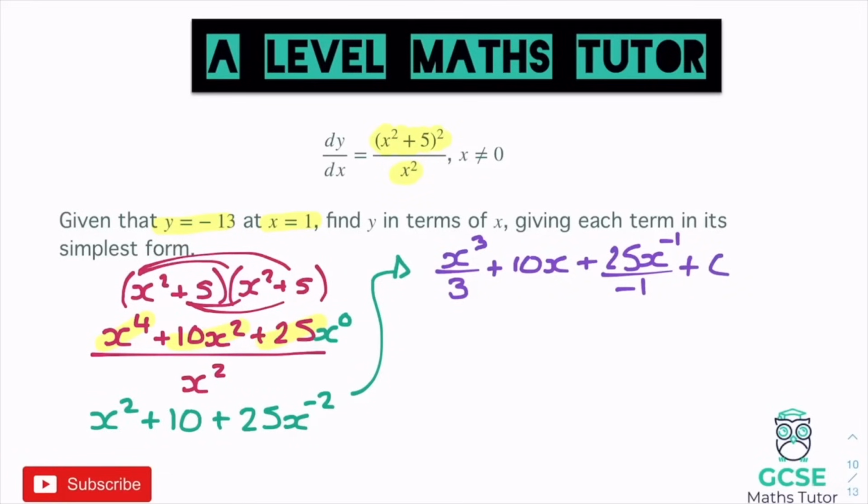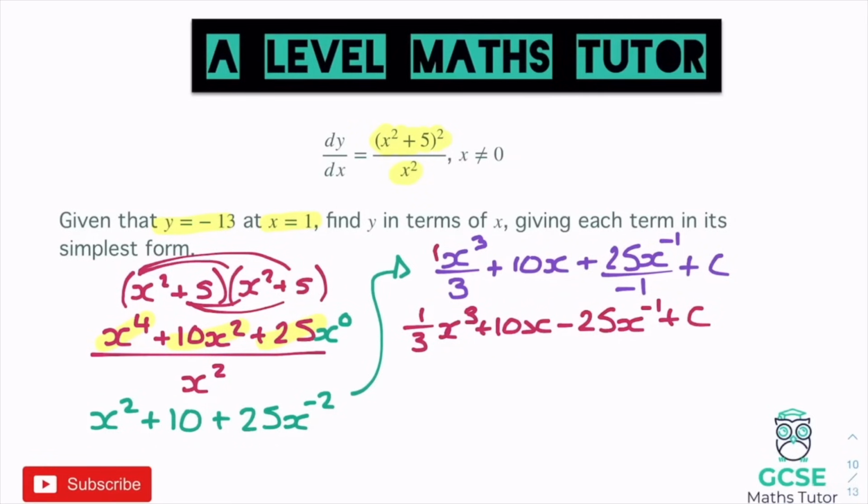Right, okay, so nearly done. We just need to simplify this down. So at the start there, we can write it as a third if you want. You've got 1 in front of the x cubed there, so we've got 1/3 x cubed plus 10x. And then we have 25 divided by minus 1, so it becomes minus 25x to the minus 1 plus c. And now we can go about subbing these values in.